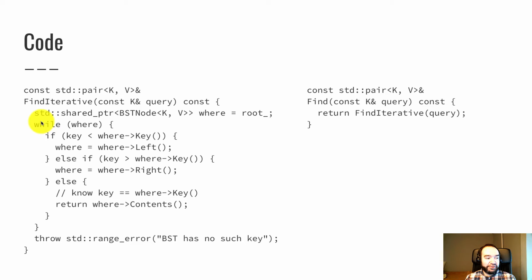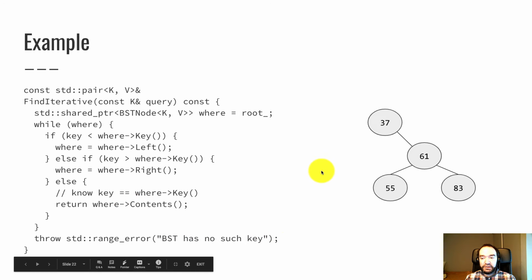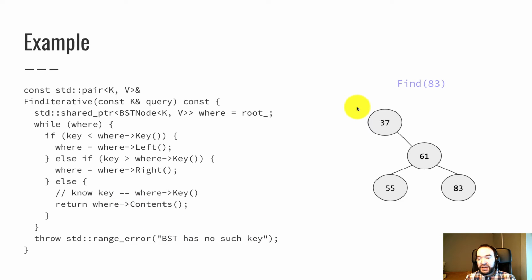And if we get all the way through the while loop, then that's because where became null because we went down off the bottom of the tree, and we know for sure that the query key is not in the tree, so we throw a range error in that case. Let's just go through the same kind of examples. Let's say I search for 83. So where would start out pointing at 37.